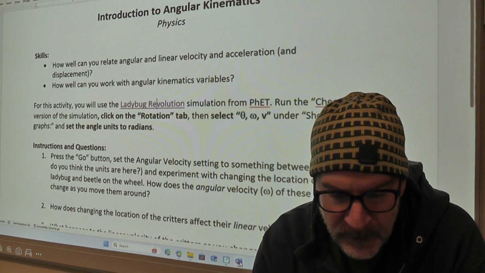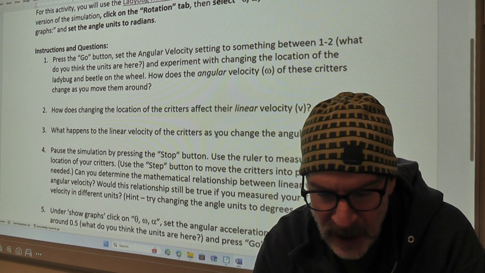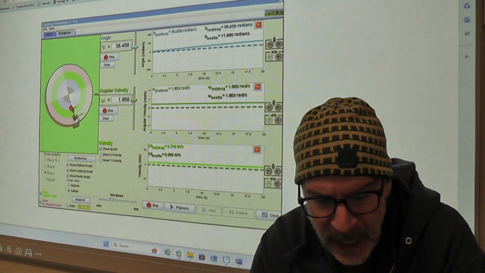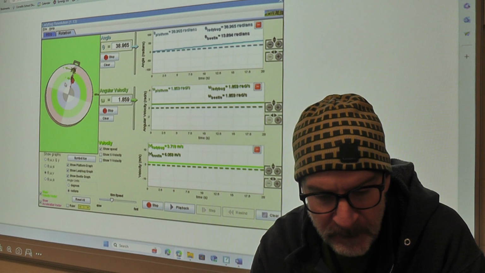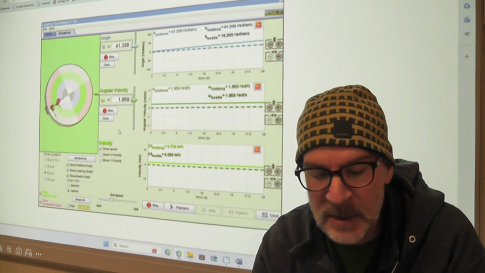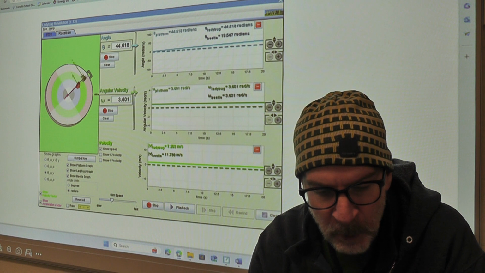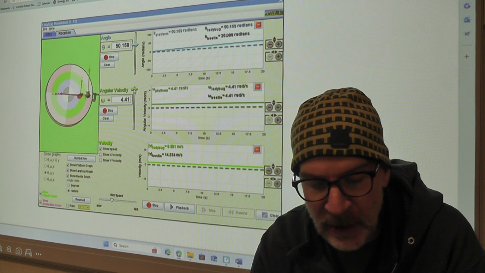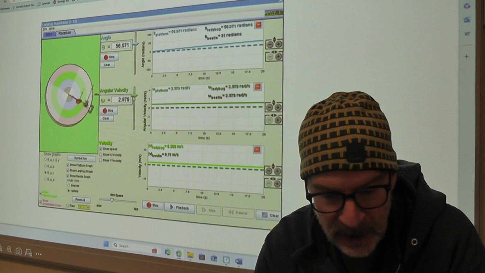But if you look at and think about the linear velocity, you can imagine that the beetle has to be moving faster. And in fact, you can see that here. If you look at this green arrow, it's showing you the instantaneous linear velocity. And the beetle is moving faster. As we speed up the angular velocity, both of those creatures will be moving at a faster linear velocity, but the beetle always is moving at a faster linear speed than the ladybug.